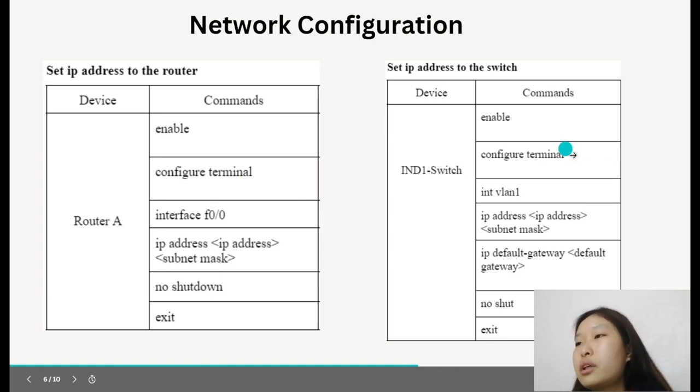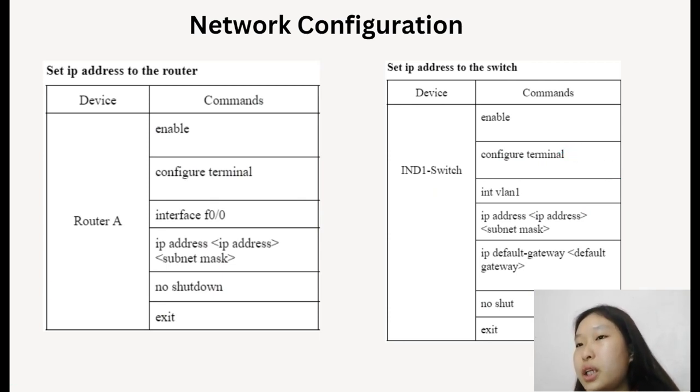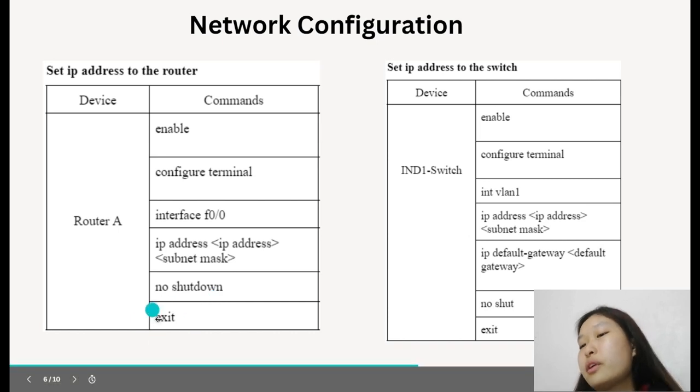Next is the network configuration. To set the IP address on the router, we use enable to enter the privilege mode, and configure terminal to enter the global configuration. With the interface command, we type which interface we want to enter, and we assign the IP address to router A. The command no shutdown is to turn the port status on. And we will exit to leave the privilege mode.